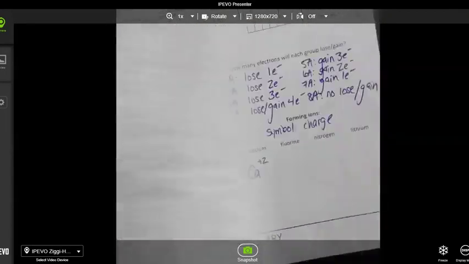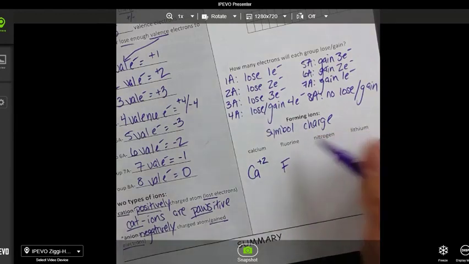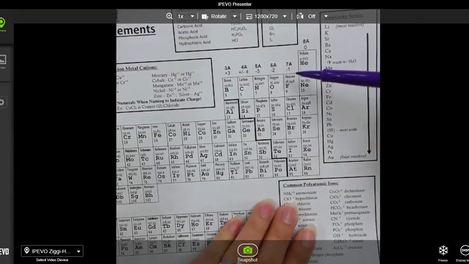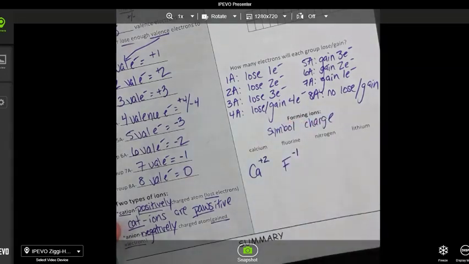Fluorine. Here's fluorine. Fluorine is in group 7. So fluorine symbol is F. And if fluorine is in group 7, right here, what is it going to do? It has 7 valence electrons. Is it going to gain 1 electron or is it going to lose an electron? It's going to gain an electron, so it's going to be -1.